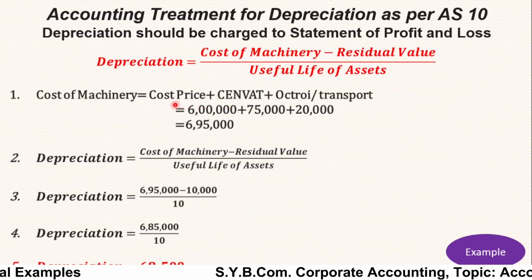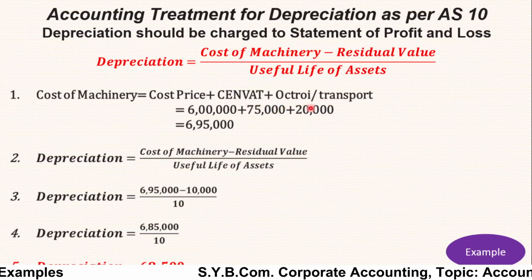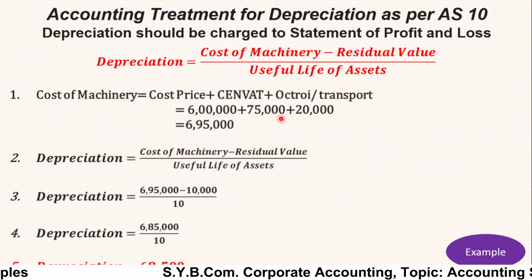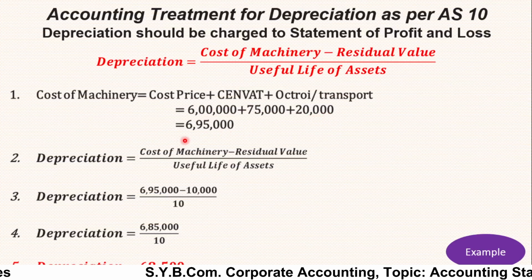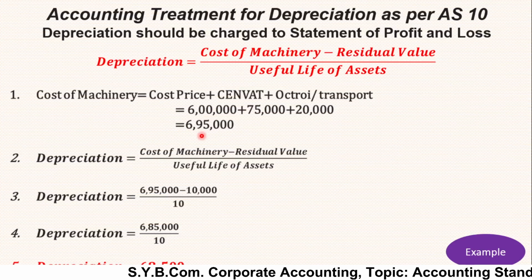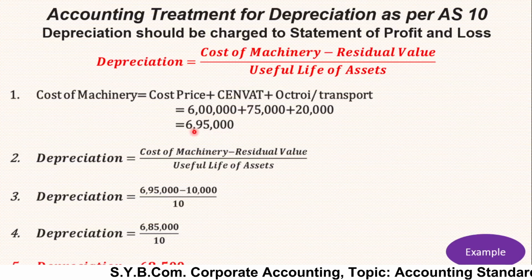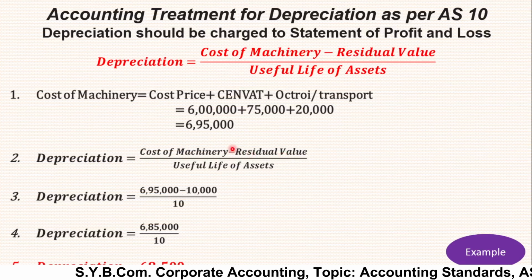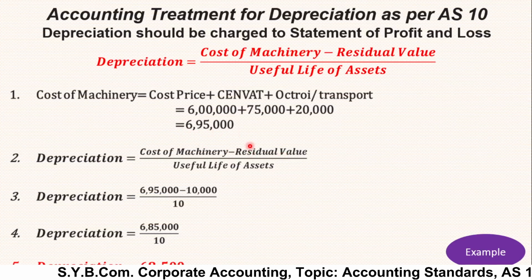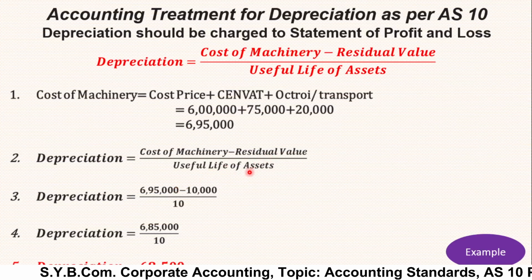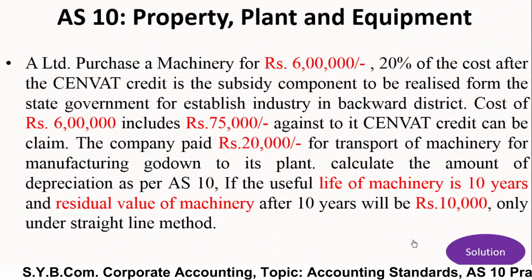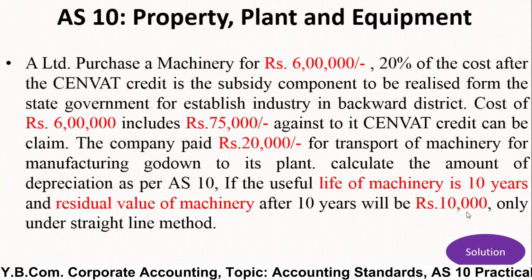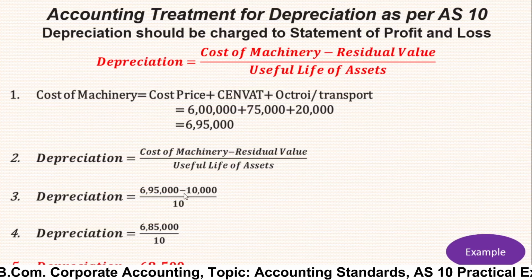The cost of machinery is cost price plus SENVAT plus octroi plus transport and any other expenses. So here the cost price was rupees 6 lakh. SENVAT credit is rupees 75,000 and 20,000 is octroi. So you can calculate the cost of machinery, that is 6 lakh 95,000. Again, you have to put the amount in the formula. So depreciation equals cost of asset minus residual value. So cost of asset is now 6,95,000. Residual value, we have to calculate the residual value. Here you can see the residual value of the machinery after 10 years is rupees 10,000. That means the residual value will be 10,000.